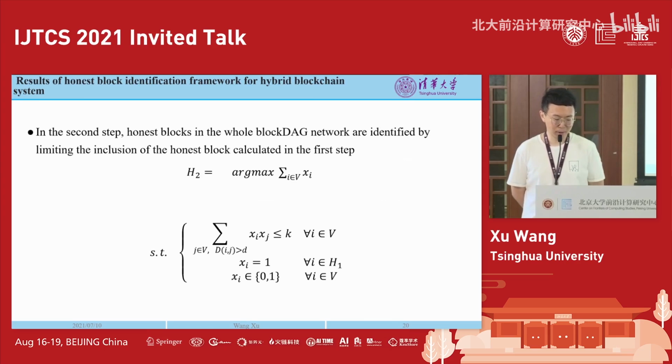In the second step, the honest blocks in the whole block DAG network are identified by limiting the inclusion of the honest blocks calculated in the first step. Here is the mathematical programming for the second step. Actually, the framework for honest block identification for the hybrid blockchain system is transformed to the maximum independent set with the known set.